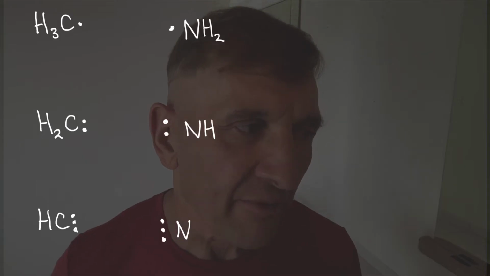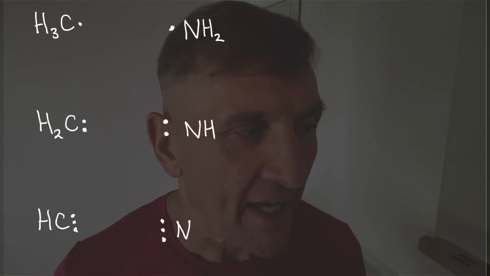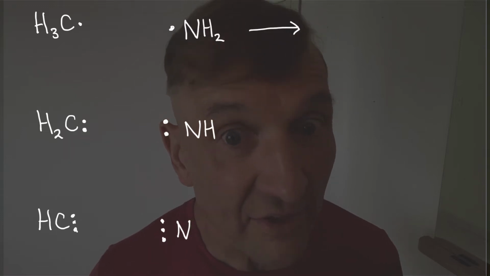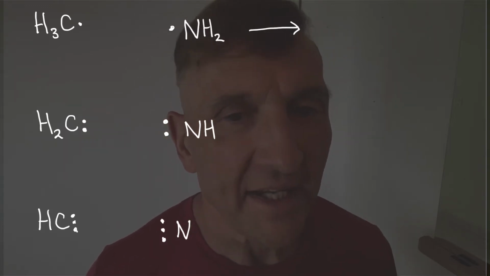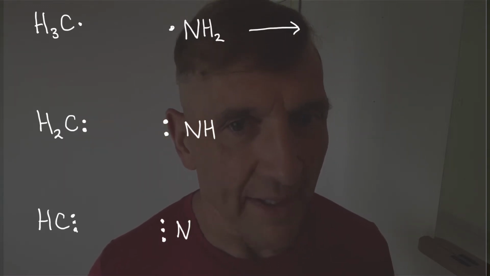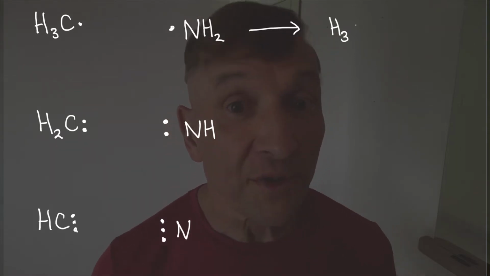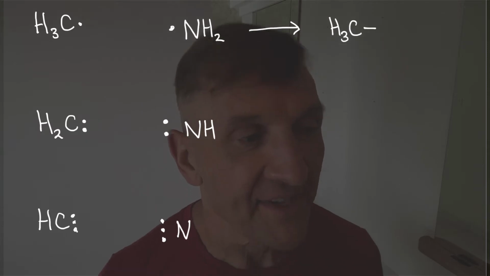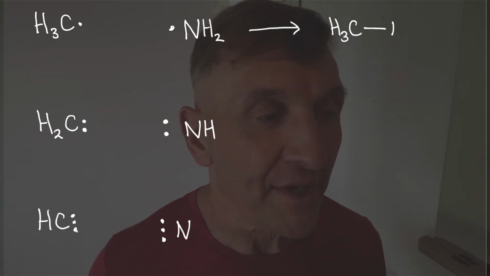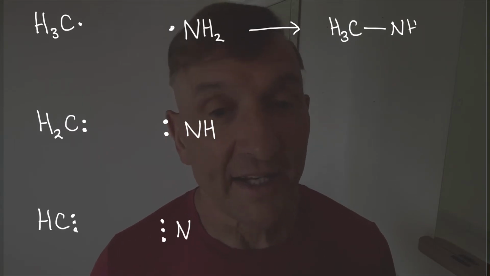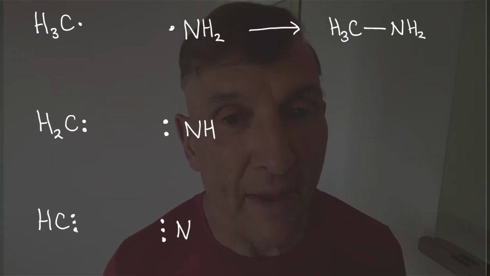Let's mix up carbon and nitrogen. If we have H3C dot, that's 7 electrons, remember? It needs 1 electron to make 8. NH2 dot also needs 1 electron. If they bind together, H3C single bond NH2, that's 2 electrons being shared. That's actually methylamine.